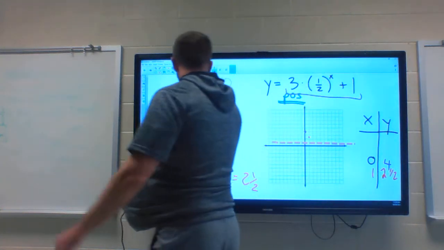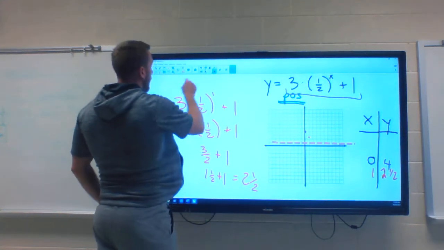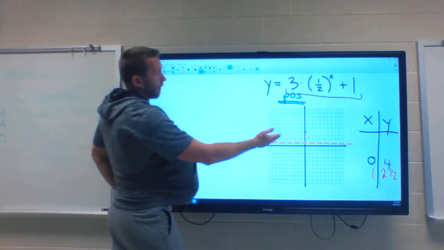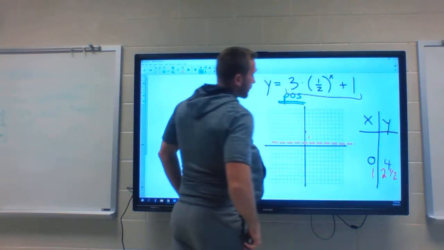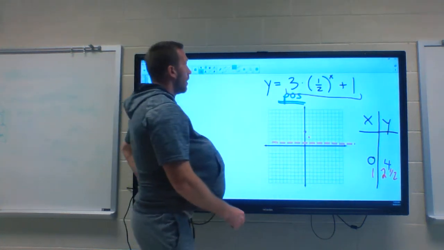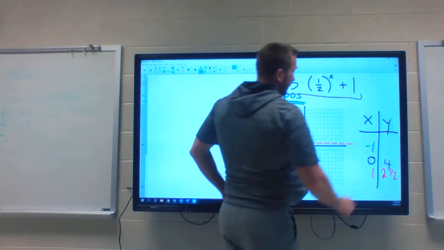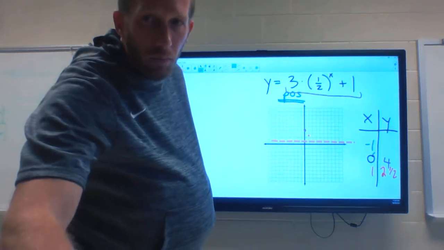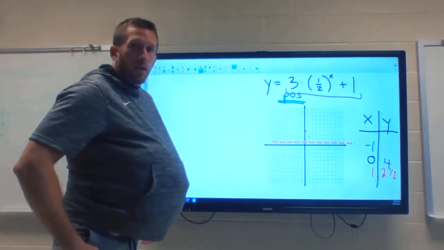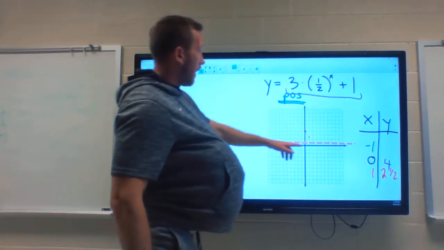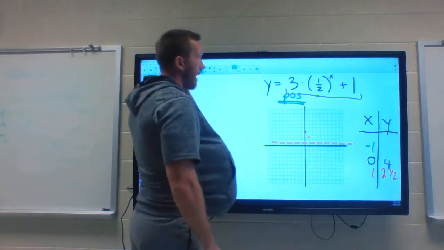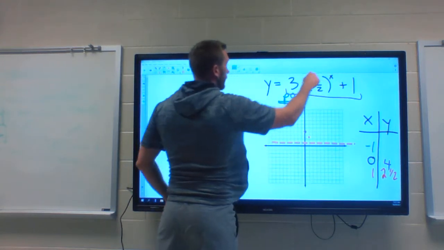Okay? And I'm going to go for one more point, but in this case, if you notice, because I've got a decay function, the further and further I go in this direction of x, the more I'm raising a fraction to a power. Whereas if I go in the other direction, by going in the negative direction for x, I'm actually going to turn this fraction into a whole number.